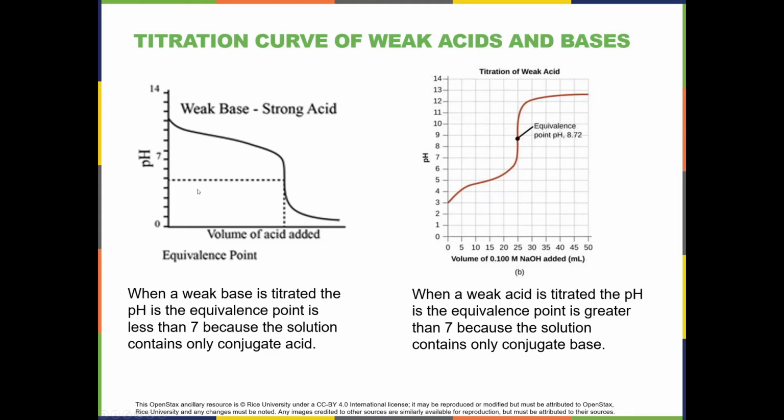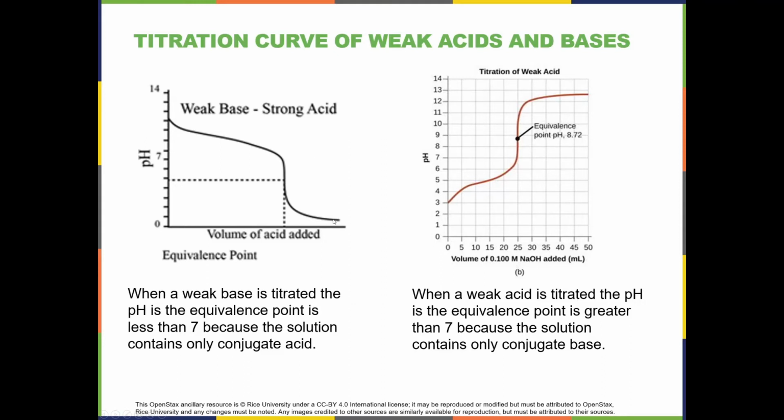Now, it is possible sometimes that in a diprotic or triprotic acid, you could get multiple of these different equivalence points. And sometimes even, you can have bases that are conjugate acids technically. So, this is not a hard and fast rule, but this is similar to what we're going to see on our titration curve here.